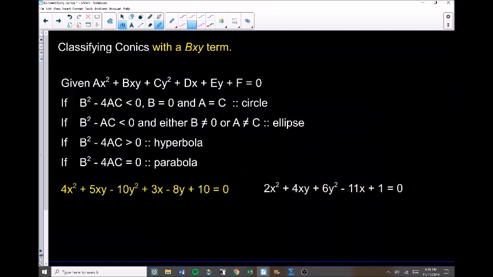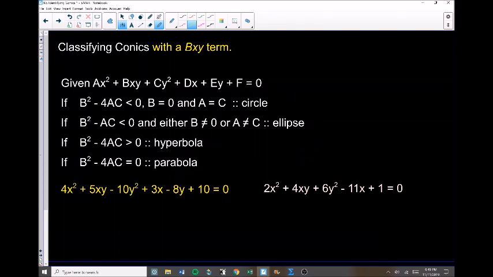Don't know why I cleared all that, but I did. If you have a conic equation in general form with a bxy term, you want to be following this, basically the discriminant, right? You use the discriminant, which is b squared minus 4ac. It's the same idea, but slightly different now because a, b, and c represent slightly different things.